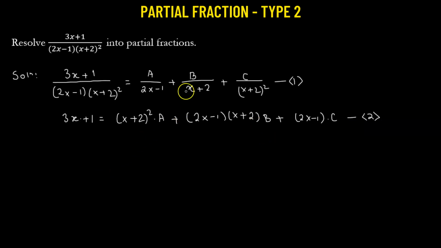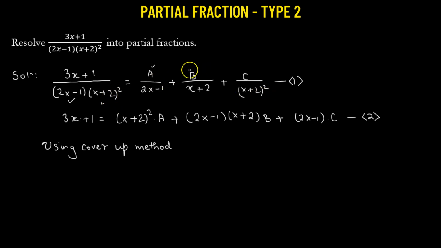Now to begin with, we can use a method which is known as the cover-up method. Using the cover-up method, we can easily obtain the value of the constant A and constant C. But we cannot obtain the value of B here. That's because if we look at the denominator of the first partial fraction, we have 2x minus 1, and that factor is present in the rational fraction. Similarly, if we consider the third partial fraction, the denominator x plus 2 whole squared, that factor is also present. We can find out the value of the constant C using the cover-up method as well.